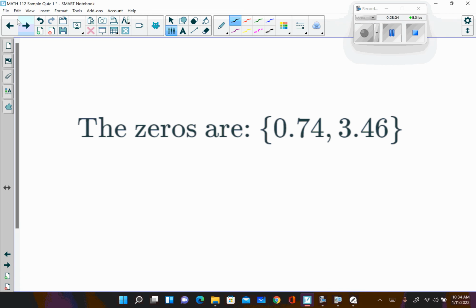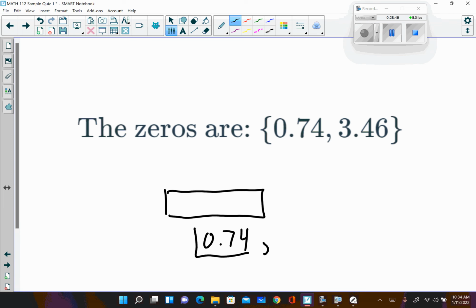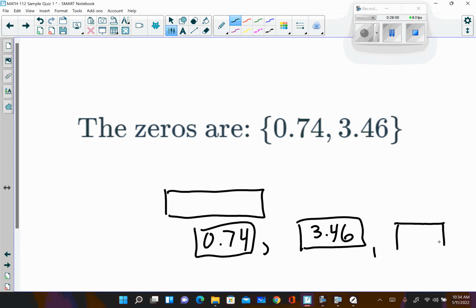On Delta Math, when you have more than one answer, you'll have a box to type in your answer. It doesn't matter what order these are in. If you type in 0.74, when you type a comma, another box will automatically appear for you to type in the other answer. Like I said, it doesn't matter what order, as long as you have both of these answers. If you were to type another comma, another box would appear. But you don't want to do that because there are only 2 solutions, 2 zeros.